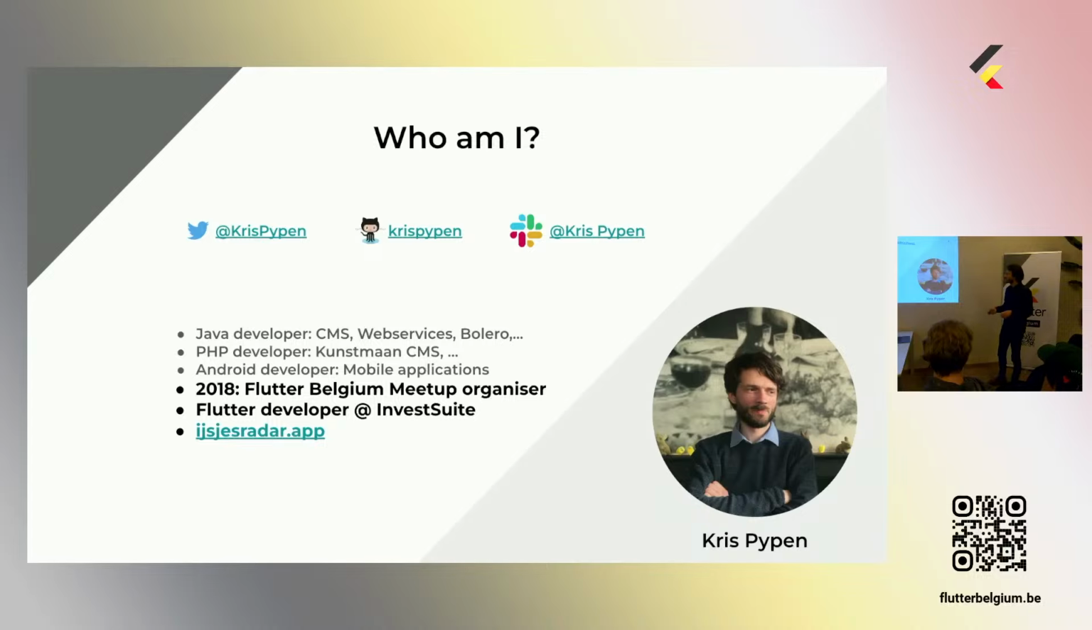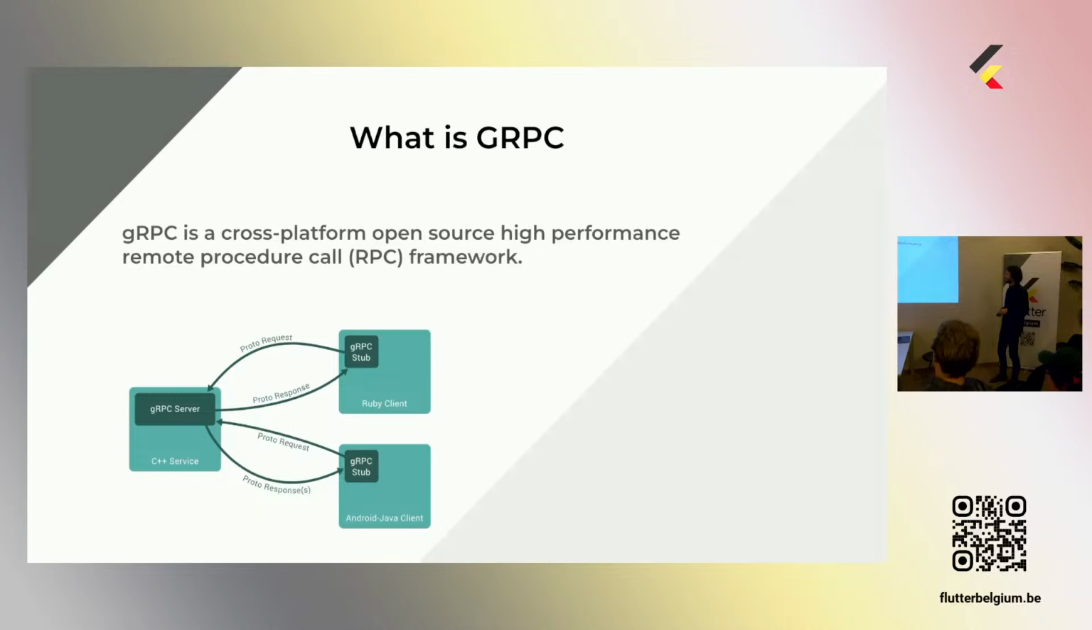And in my spare time, I created the IJsradar. It's a mobile application where you can see where the ice cream trucks are at that moment. I had an idea and just started coding. I'll give a talk about gRPC.